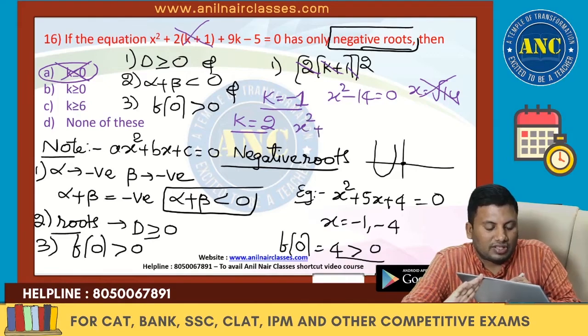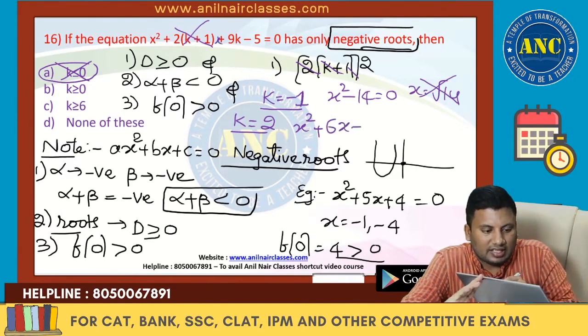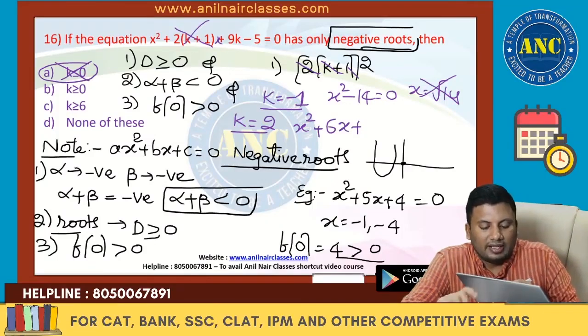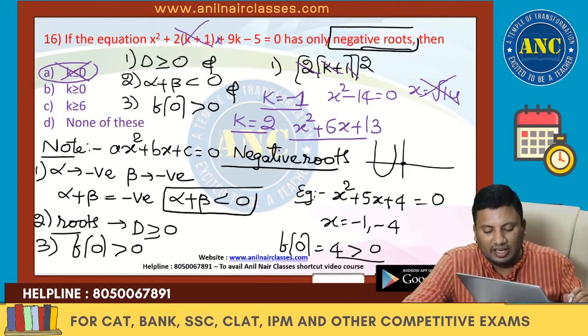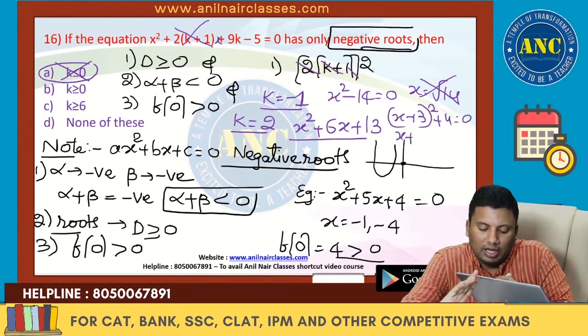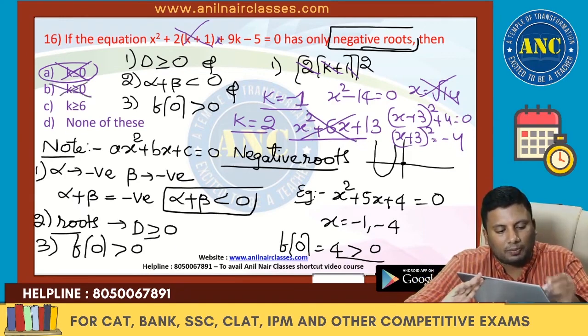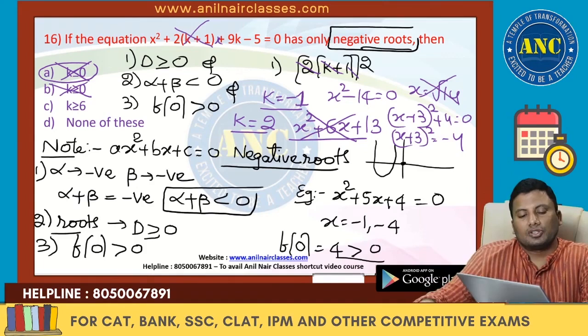Suppose if I take k equivalent to 2. x square plus, k is 2, 2 plus 1, 3. 3 twos are 6, so 6x, plus 18 minus 5, 13. x square plus 6x plus 13. These are nothing but (x plus 3) whole square plus 4 equivalent to 0. (x plus 3) whole square is -4. I am getting a D less than 0. These also are not possible.